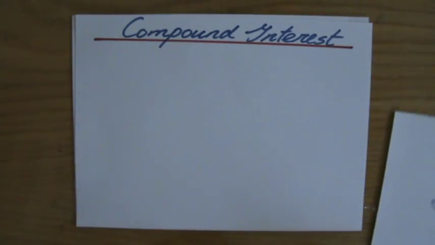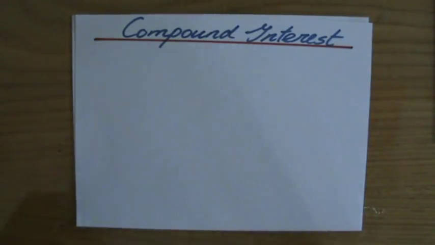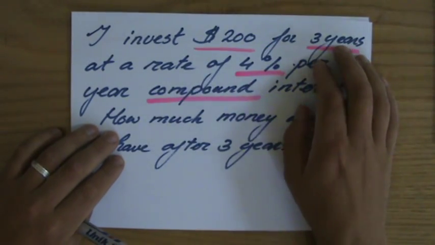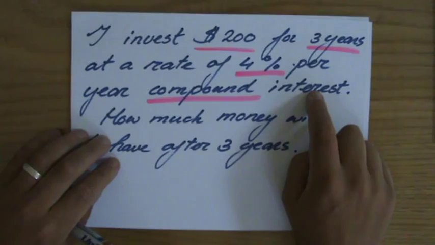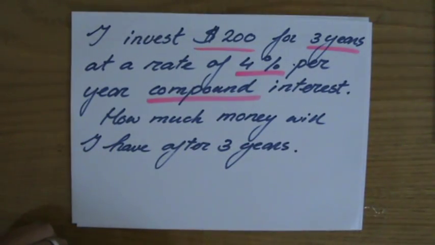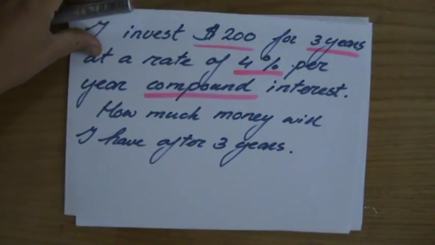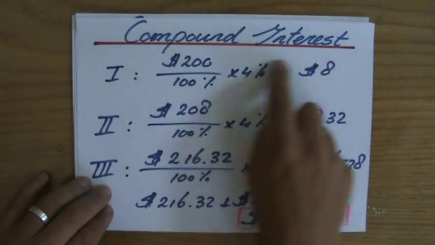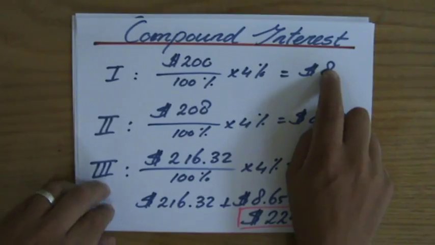So I'm going to solve the same question now, but then using the formula. The question is, I invest $200 for 3 years and I get 4% per year compound interest. How much money do I have after those 3 years? Now I calculated, showing you that, well, you find 4% of 200, that's $8.